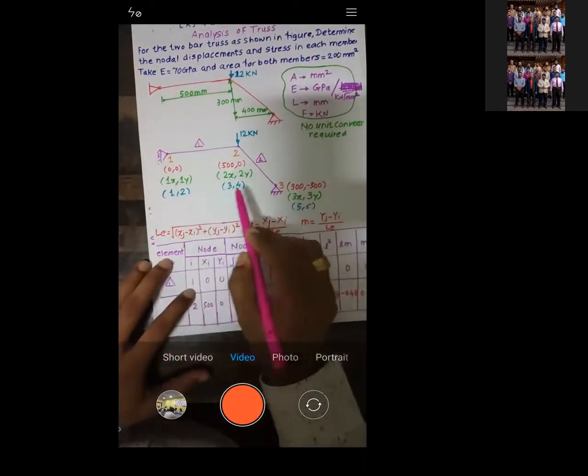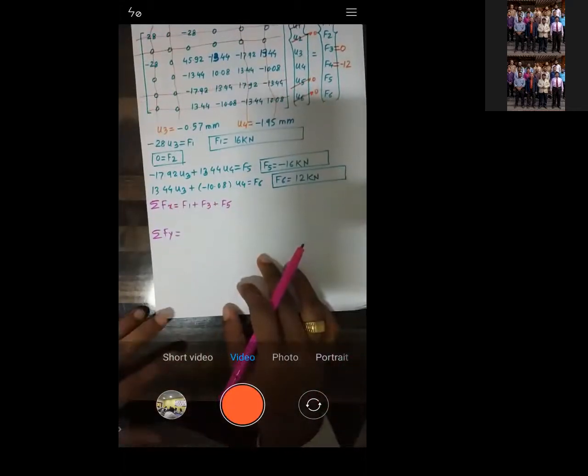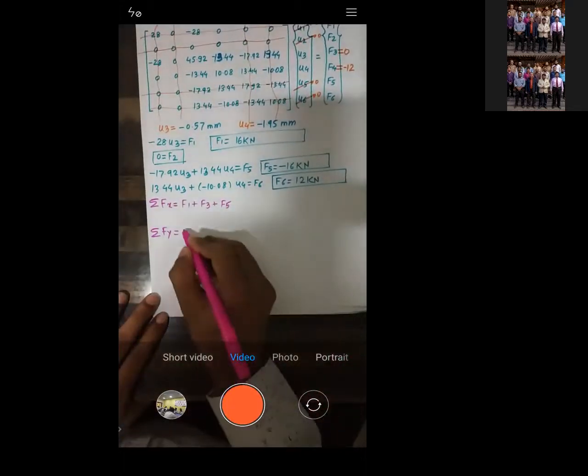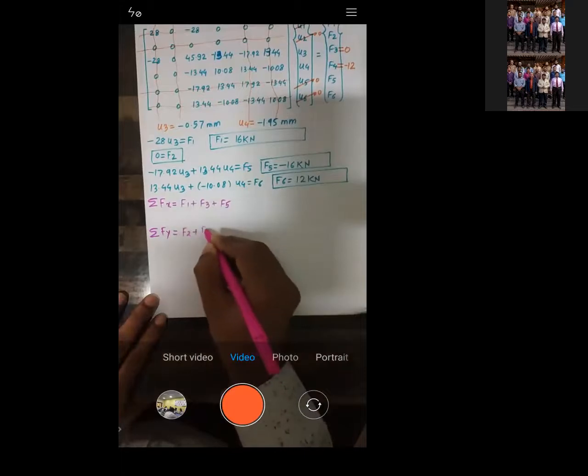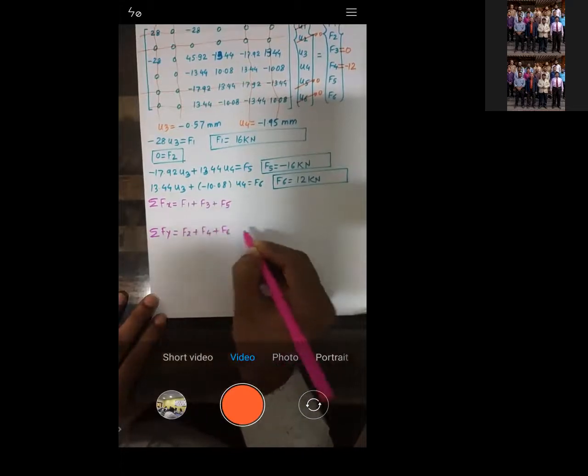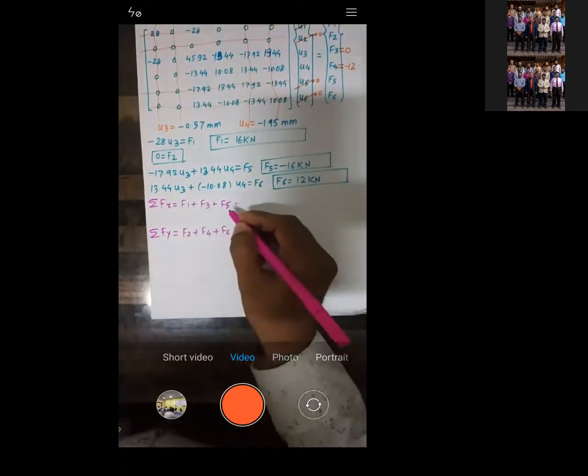If you go for 2, 4 and 6, which is basically even, right? So that will be in the y direction. So F2 plus F4 plus F6, which will be in the y direction, right?